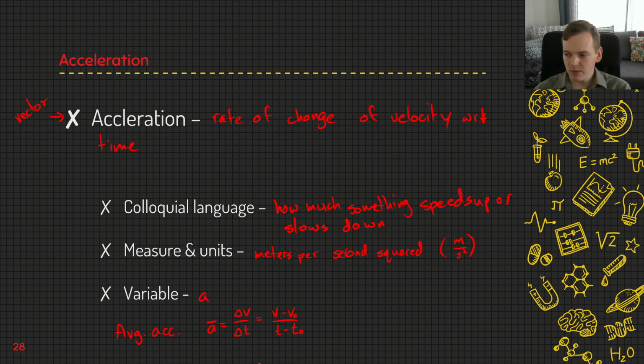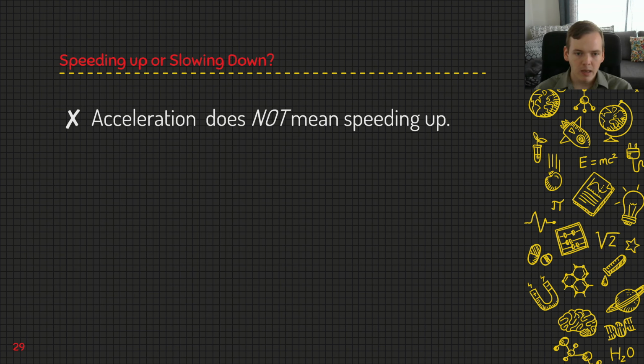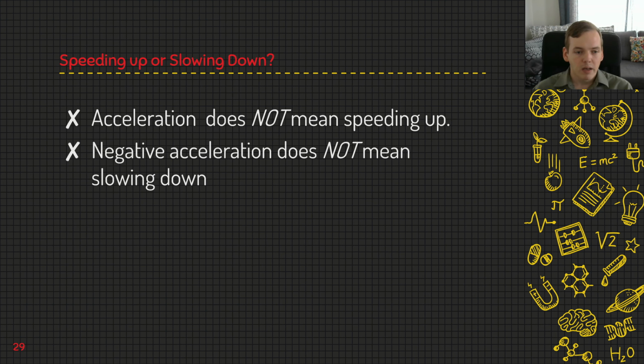So that's what the definition of acceleration is, but what we need to talk about is speeding up and slowing down. If you're accelerating, that does not necessarily mean speeding up. Negative acceleration also does not necessarily mean slowing down. And as a side note, I wouldn't necessarily write this down, you don't need to worry about it. Acceleration can happen with constant speed, because all that we care about for acceleration is the velocity changing.